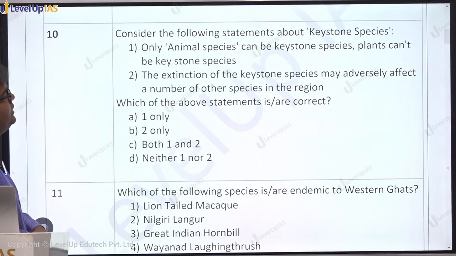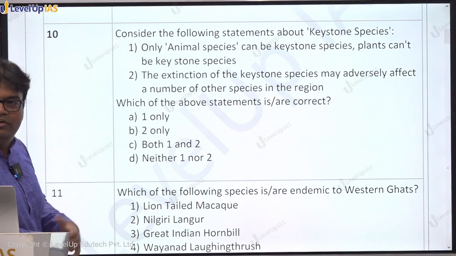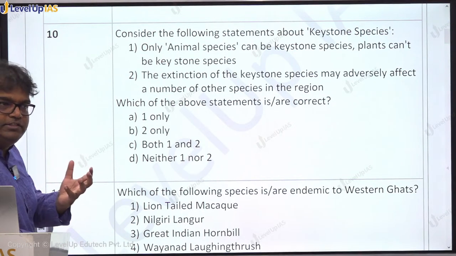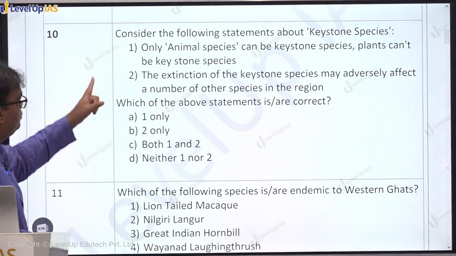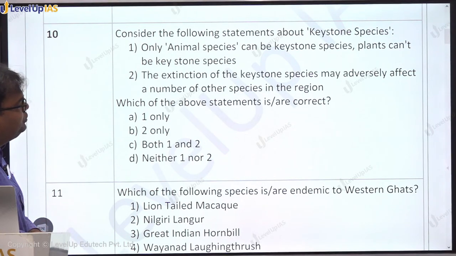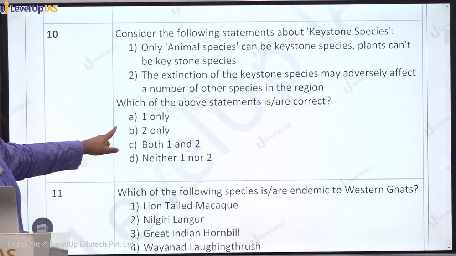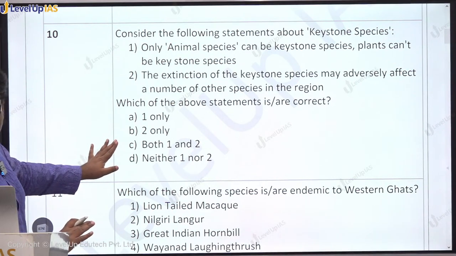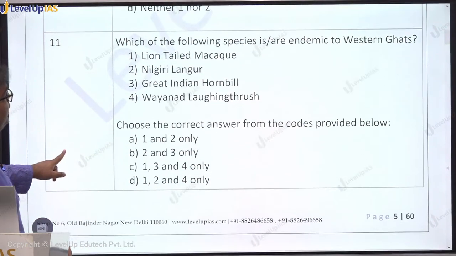Only animal species can be keystone. That is wrong, right? We saw the durian tree. The wild durian tree was an important keystone species. A keystone is any important species which is becoming the base for all other living organisms. So one is wrong. The extinction of keystone species may adversely affect a number of others. Two is correct. B is the answer. 10th is B, right? Everyone is comfortable with 10B? Okay. 10th is B.